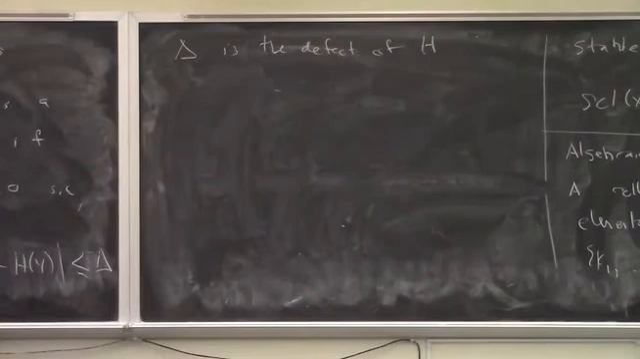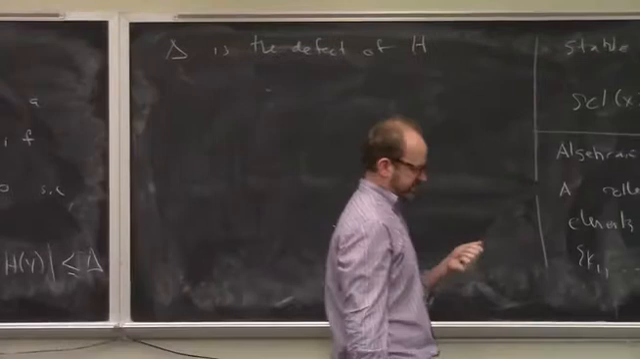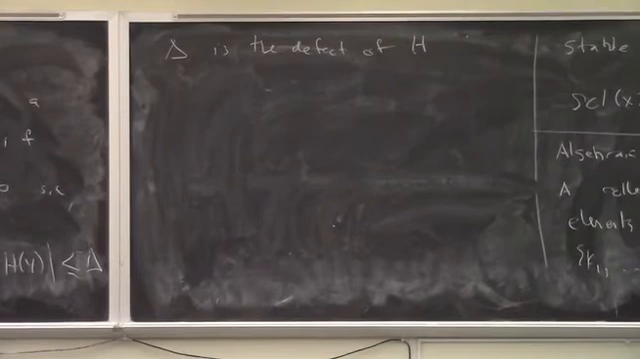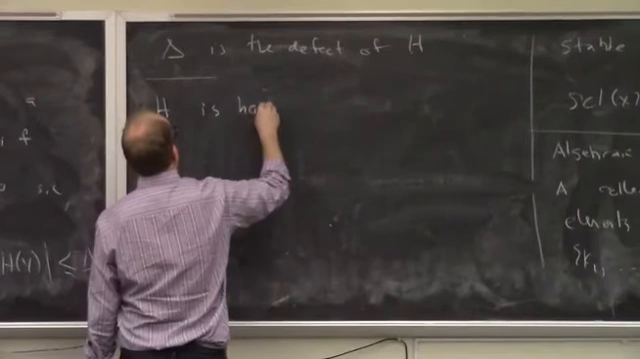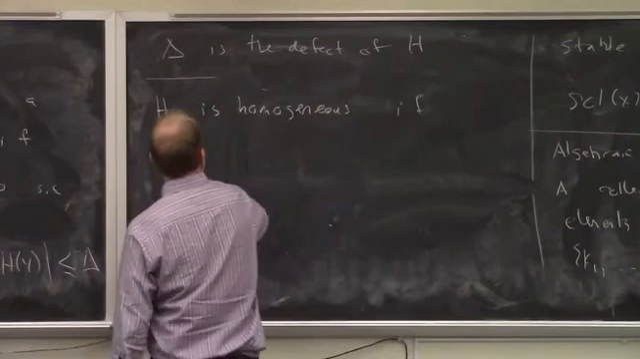Okay, so what's the point of this? Well, the point is that if you take a quasimorphism and apply it to a commutator, h has to be uniformly bounded on those. Let's see why that's true. First of all, let's add another definition. h is homogeneous if h(x^n) equals n times h(x).